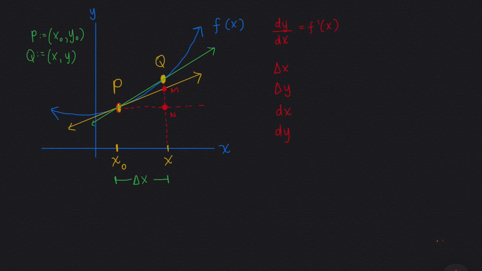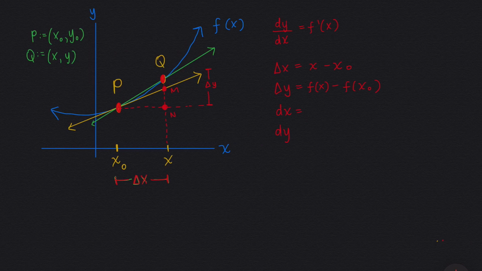Thinking about the points P and Q, we have the change in x, which is the distance in their x values, or the change in the x values. We get this by subtracting x minus x naught. The change in y then would be the difference between the y values of P and Q. So we would get that by subtracting the y value of Q, which is f of x, minus the y value of P, which is f of x naught.